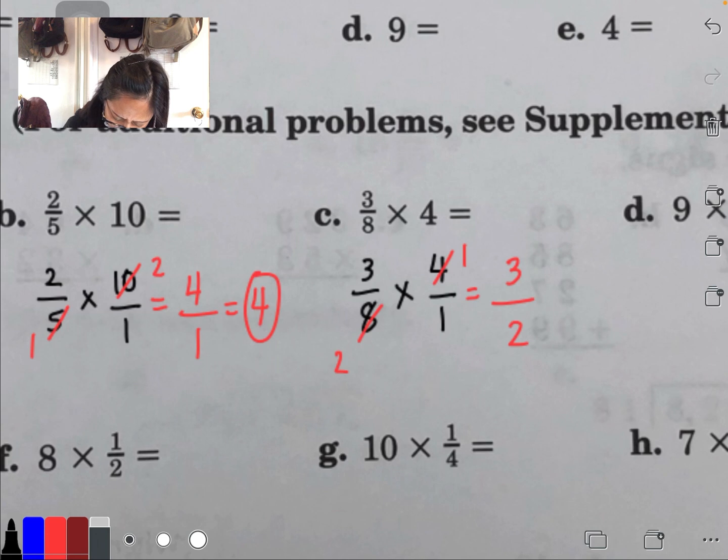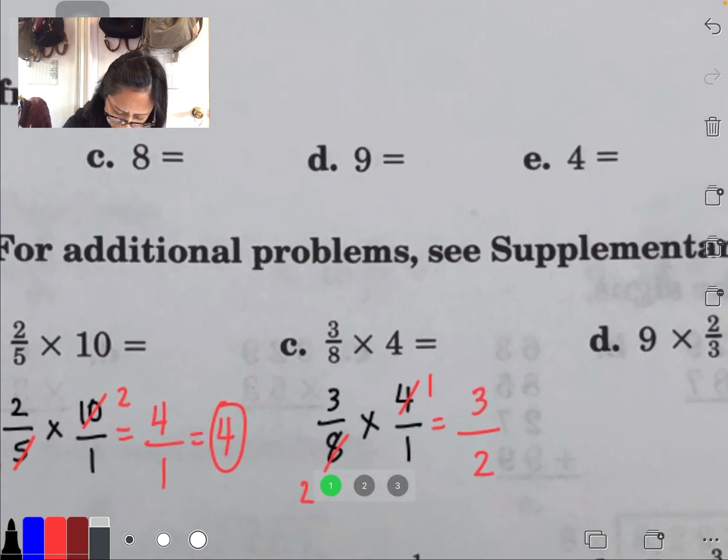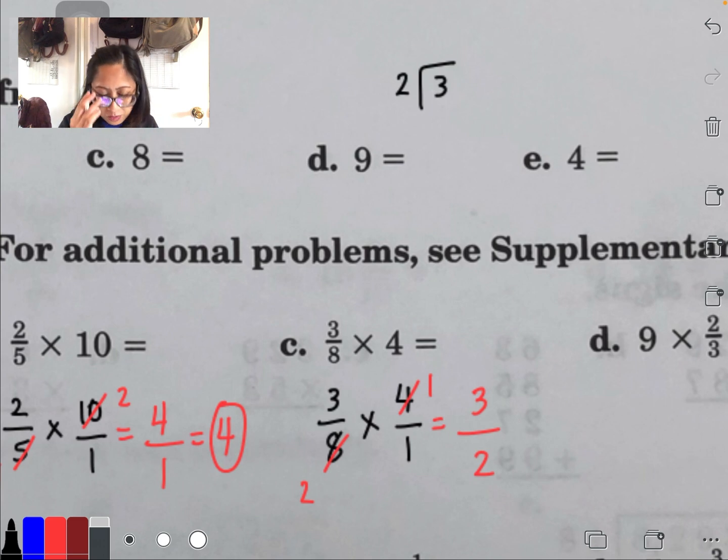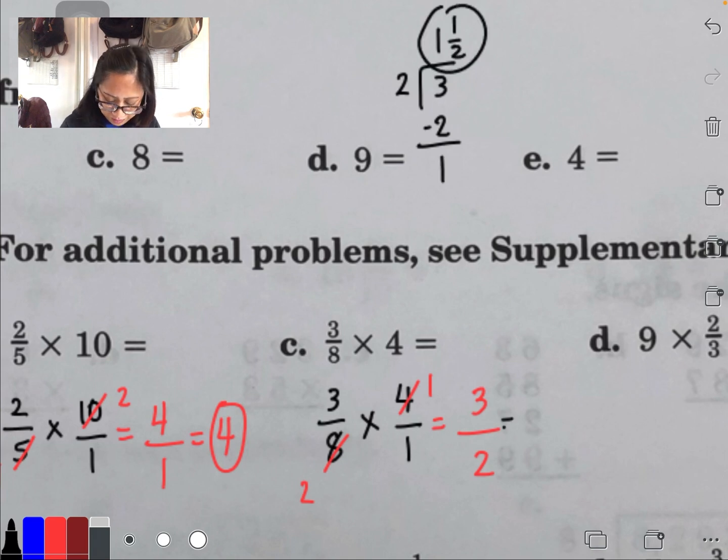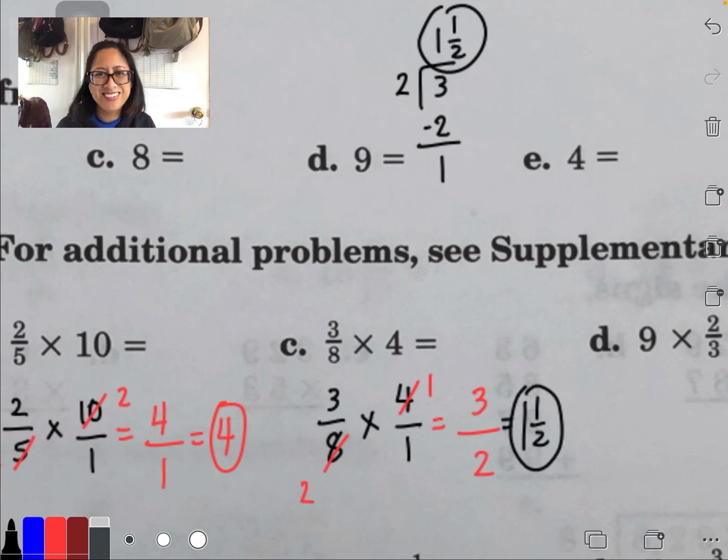So I'm going to, on the side or on the scratch paper, maybe up here, do 3 divided by 2, because we see the time. 3 divided by 2 is 1. 1 times 2 is 2. 3 take away 2 is 1. 1/2. There we go. 1 and 1/2. There we go. All right.